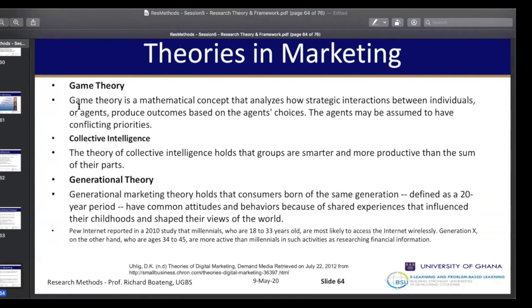conflicting priorities. Then you have got generational theory, which tries to talk about people who are born in a generational cohort. Theory using marketing, using management studies, tries to emphasize that people who are born in the same generation, defined as a 20-year period, have common attitudes or common behaviors or shared experience that are influenced by their childhoods and shaped by their views of the world. Okay.